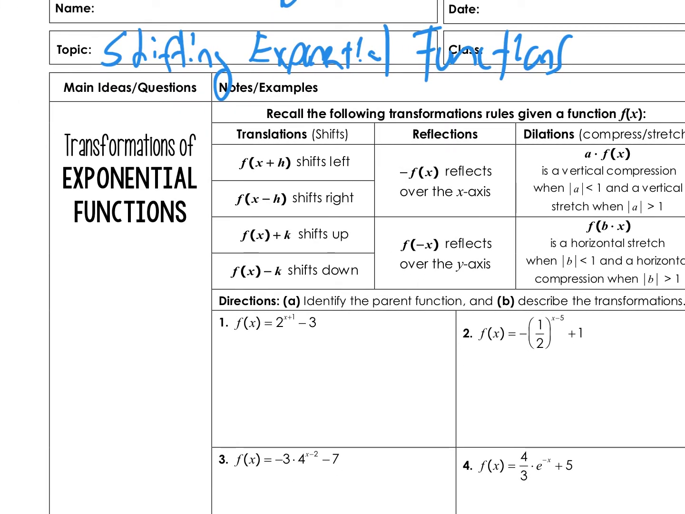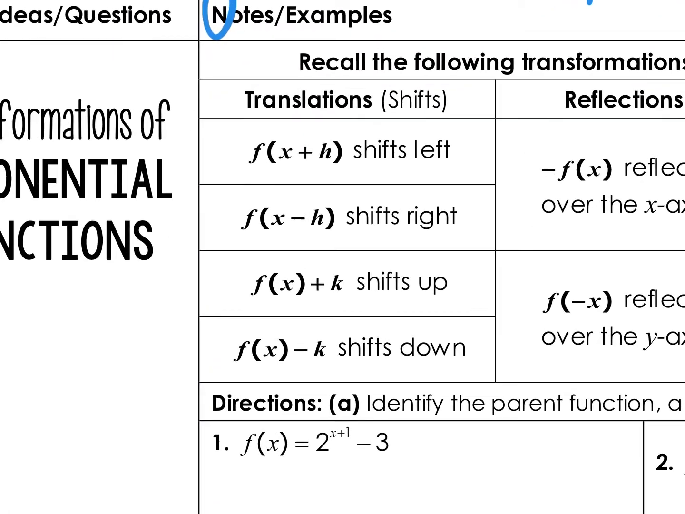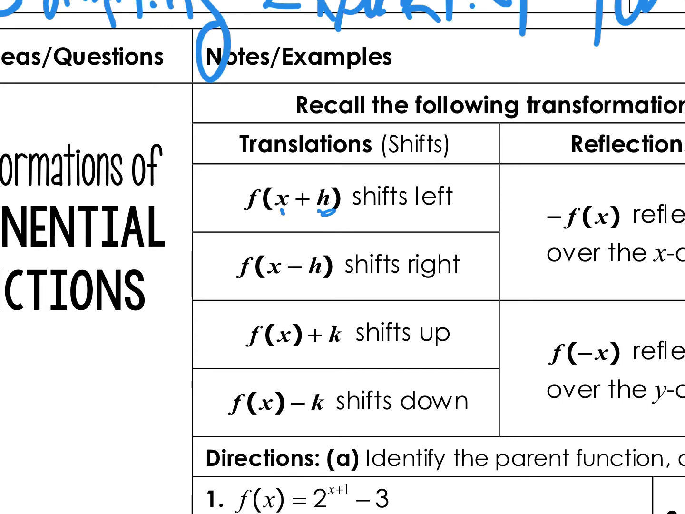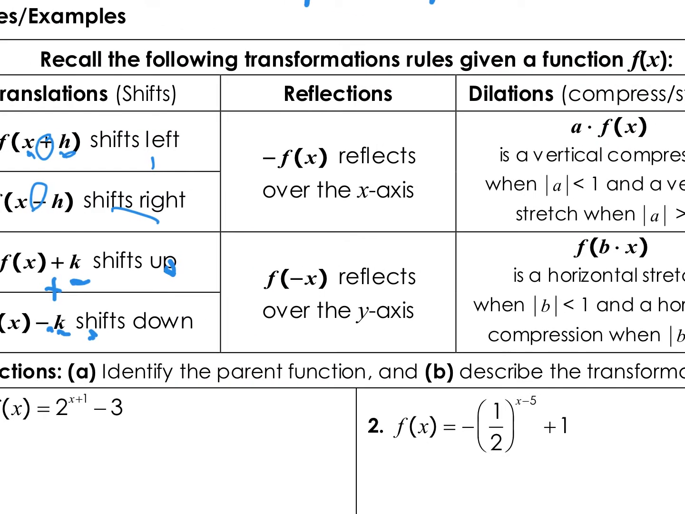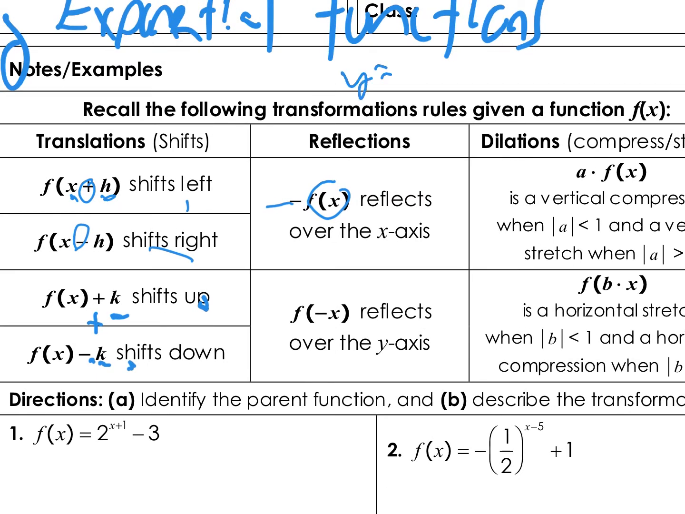The good news is all the rules you've learned about shifting functions always apply. When you add a number to the x, you're always shifting it in the opposite direction. We add, we go left. If we subtract, we go right. If the function has a number outside of it, plus a number, we're shifting up. If we're taking away a number at the end, we're shifting it down. Those are the common ones. If you take a function and you multiply a negative in front, it goes upside down. Remember, if we looked at y equals x squared versus y equals negative x squared, it flips upside down across the x-axis. If only the x is getting the negative, it flips over the y-axis.